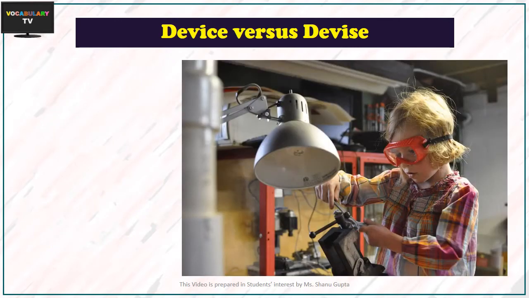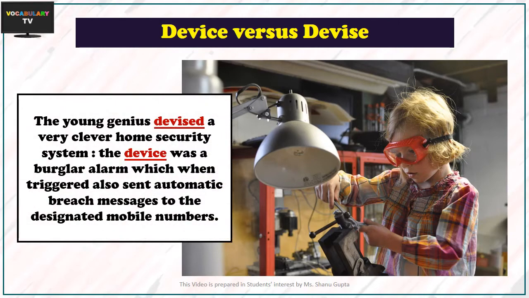An example sentence highlighting this difference is, the young genius devised, which means planned or invented, a very clever home security system. The device, or the piece of equipment, was a burglar alarm which, when triggered, also sent automatic breach messages to the designated mobile numbers.